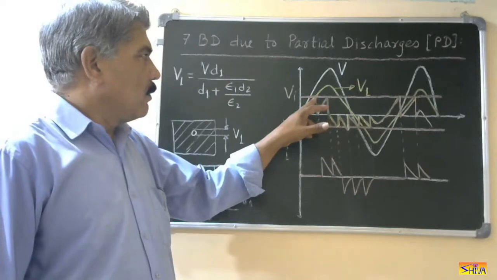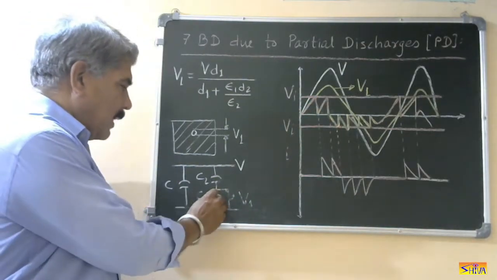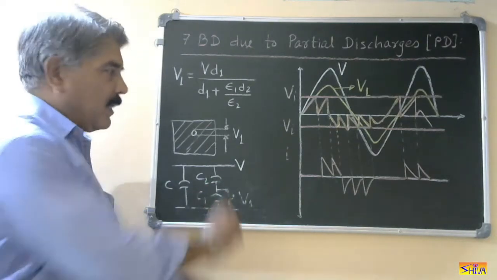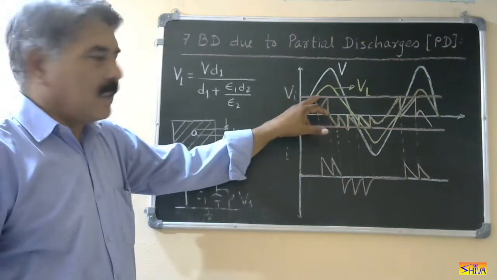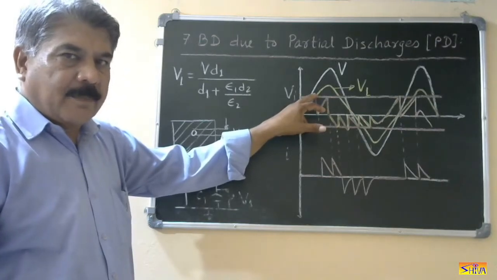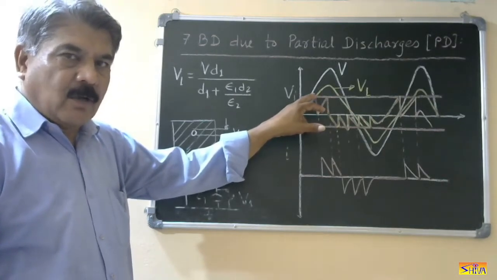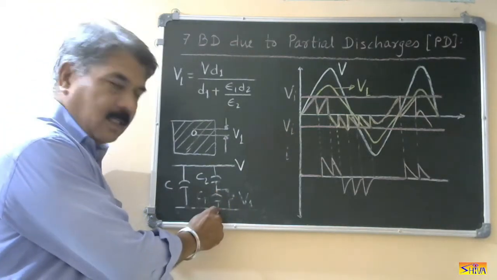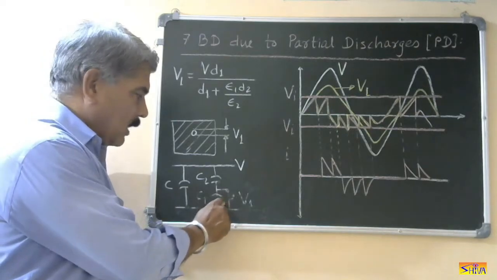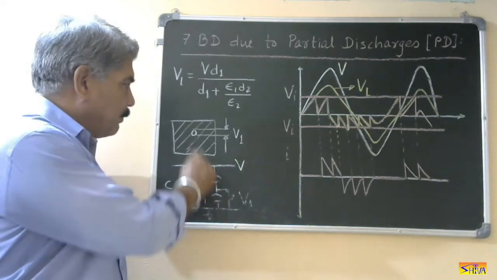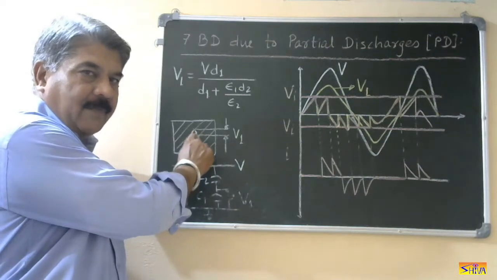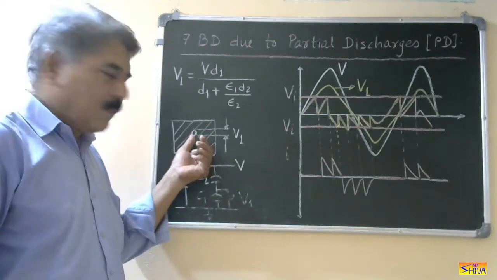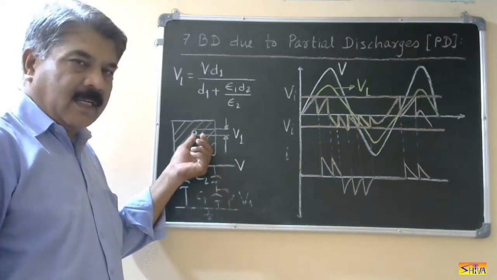So when we apply the voltage V, V1 appears and V1 is increasing, and at this point the breakdown of the cavity will occur. Breakdown of the cavity means this is as good as closing of this switch. This path will be short circuited. So current will flow. When current flows, heat is generated in this cavity. So due to this heat and the voltage, there will be breakdown of some material around this.